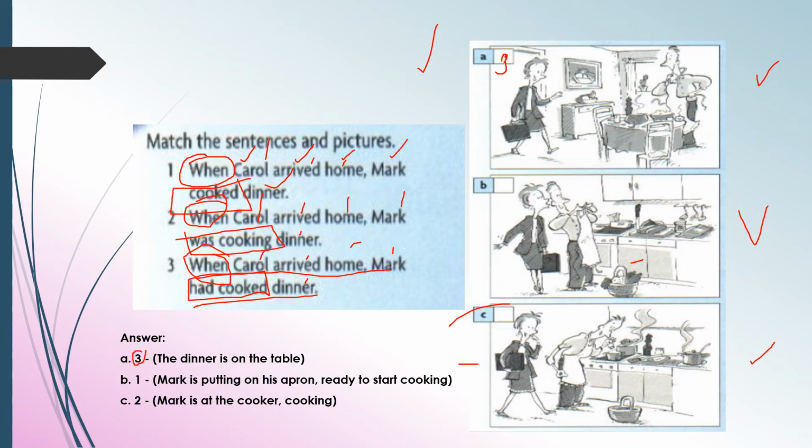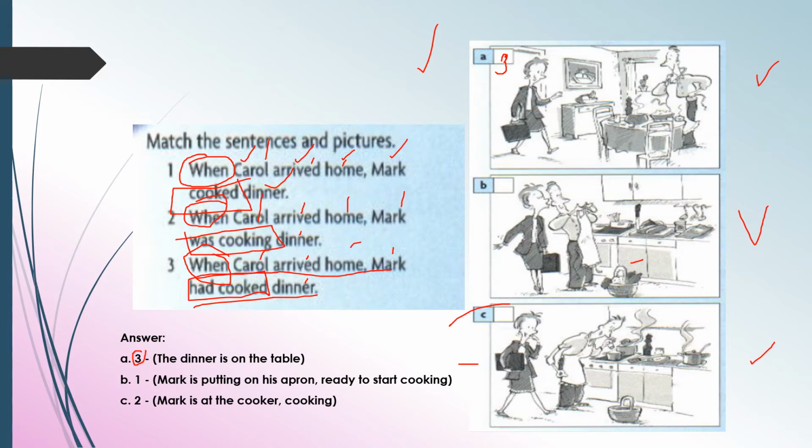So I believe that they are not hungry. I mean, it is not that they did not have their dinner. So they already had their dinner and it happened before. So we are talking about two actions which happened before. So that's why we are saying that when Carol arrived home, Mark cooked dinner. First Carol arrived home, then Mark started cooking, and Mark cooked.